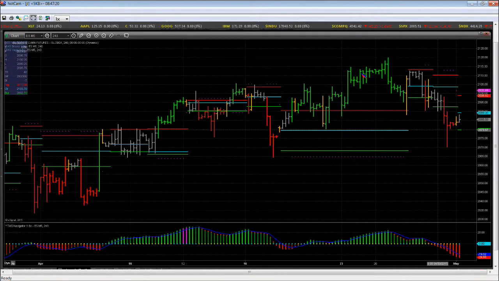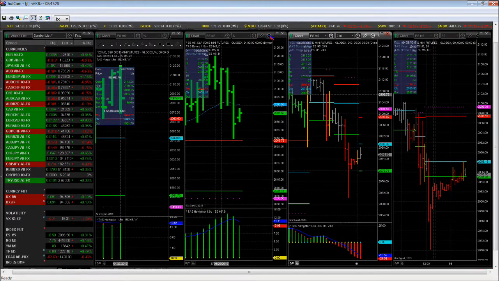But any breakdowns below 2080 are going to have to be paid attention to, because we might race and do a little bit of a double bottom situation over the next day or two back down in 2069, 2070.